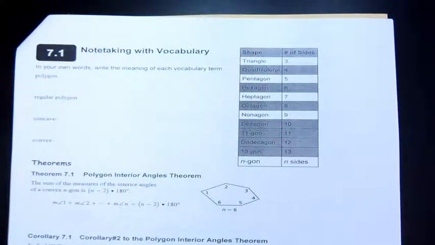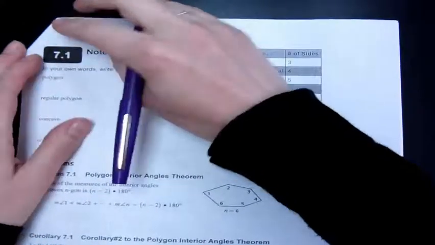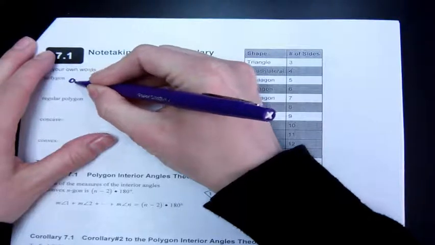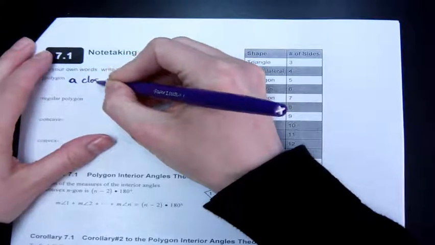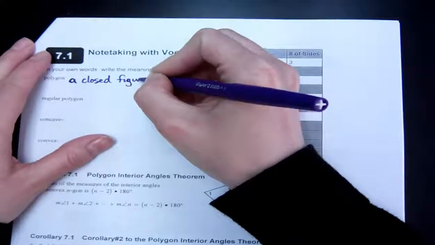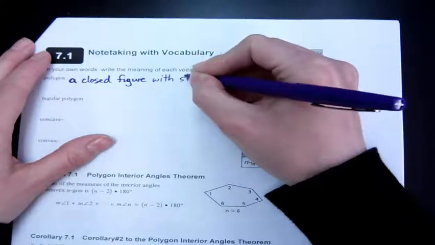What do you call a polygon? A shape. There's 3 straight connected. Straight with straight connected sides. Anything else? Yeah. So the important thing is that it has straight line sides. So my definition is just a closed figure with straight lines.